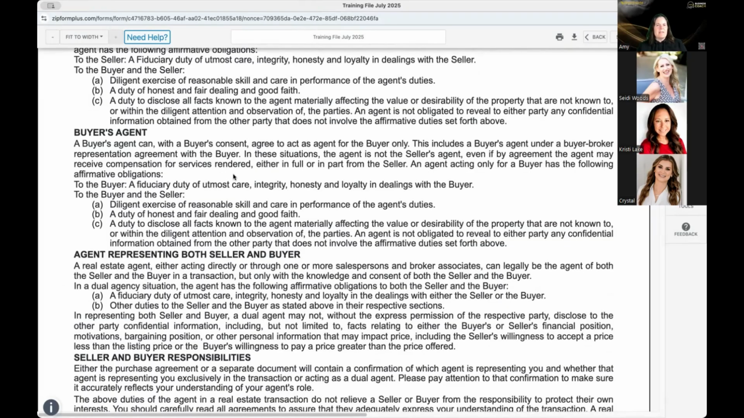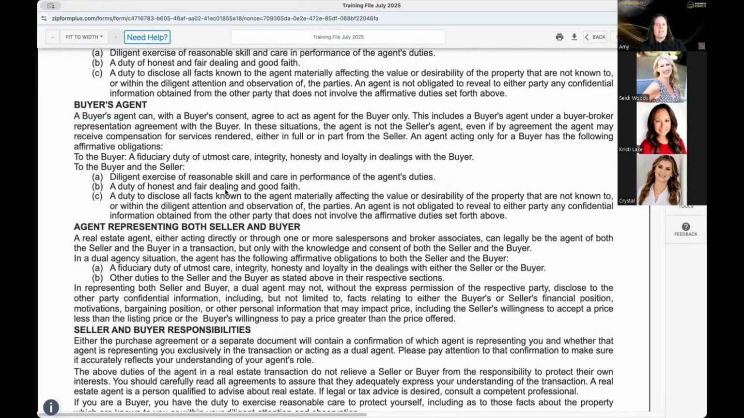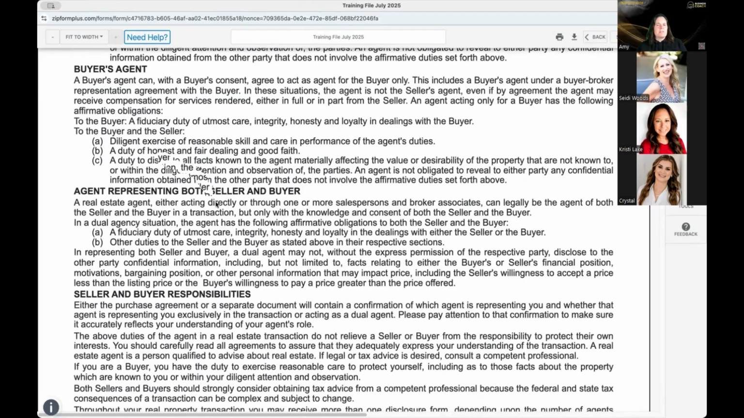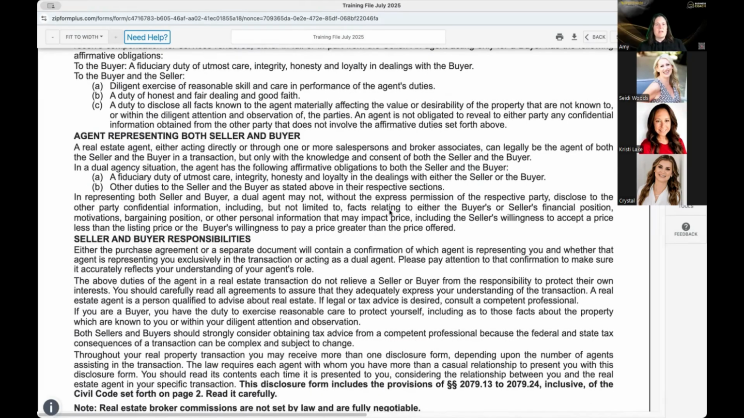It talks about that a little bit more here for an agent representing both the buyer and the seller. In representing both, a dual agent may not, without the express permission of the respective party, disclose the other party's confidential information, including but not limited to facts relating to either the buyer's or seller's financial position, motivations, bargaining position, or other personal information that may impact price, including the seller's willingness to accept a price less than the listing price or a buyer's willingness to pay a price greater than what is offered.